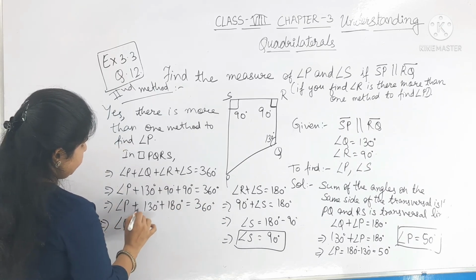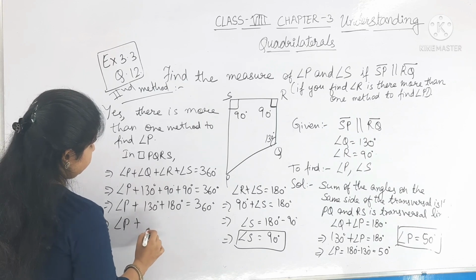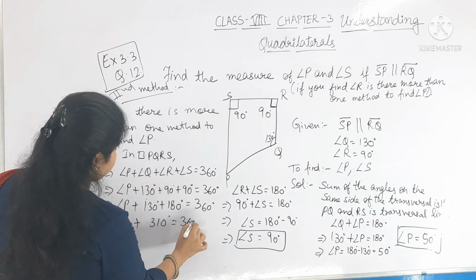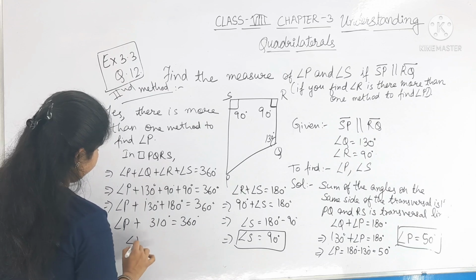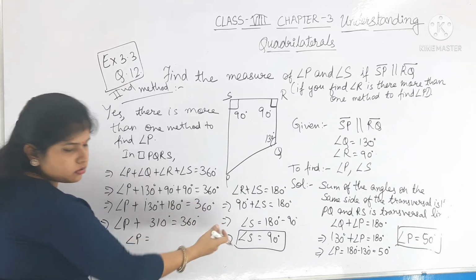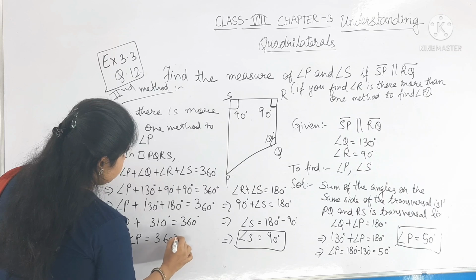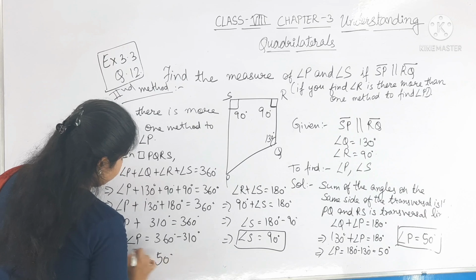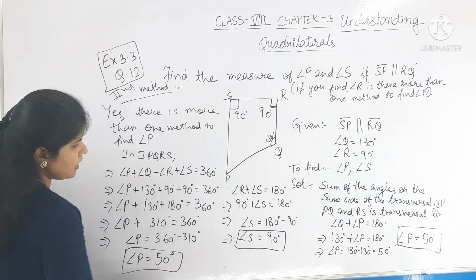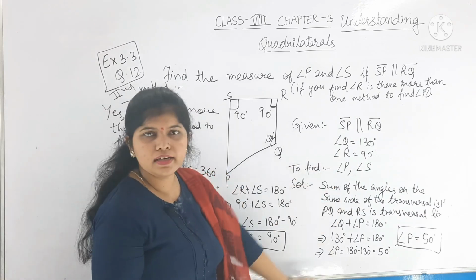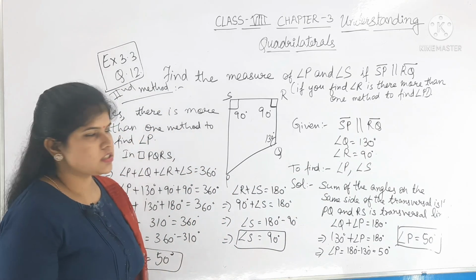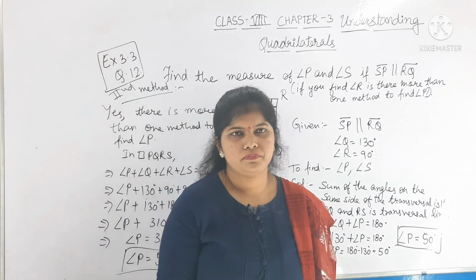Angle P plus 130 degrees plus 180 degrees equals 360 degrees. Angle P plus 310 degrees equals 360 degrees. Angle P is equal to, transferring to this side, 360 degrees minus 310 degrees, that is, angle P is equal to 50 degrees. So I am getting the same answer. You can write like this or you can solve like this. This is the last question of exercise 3.3.